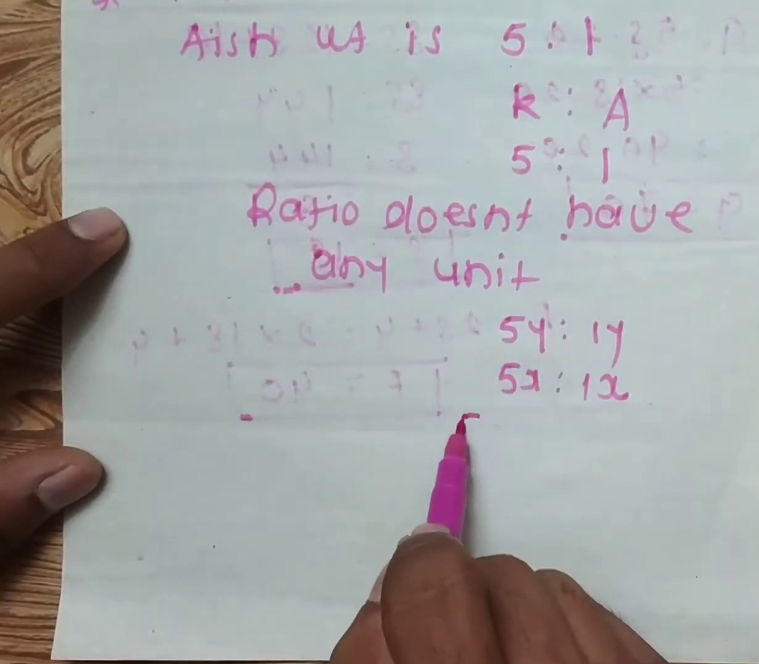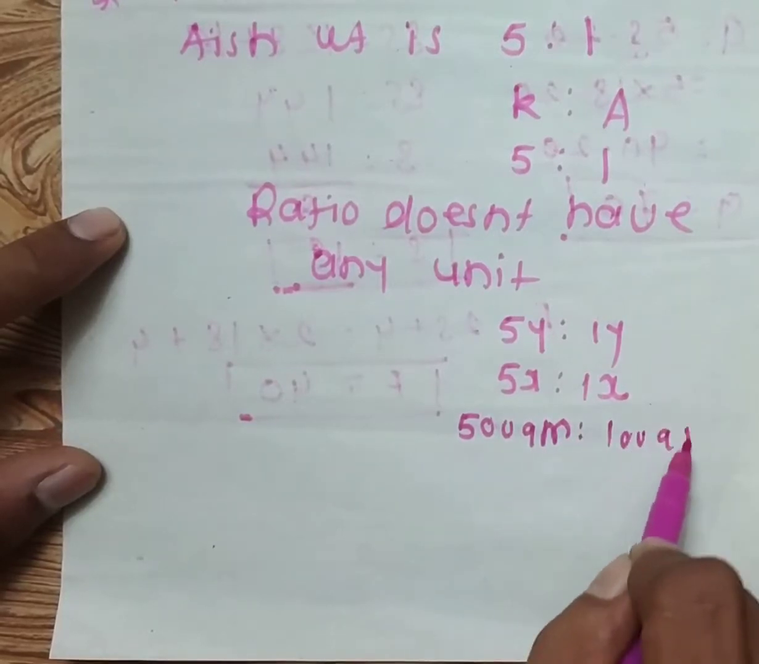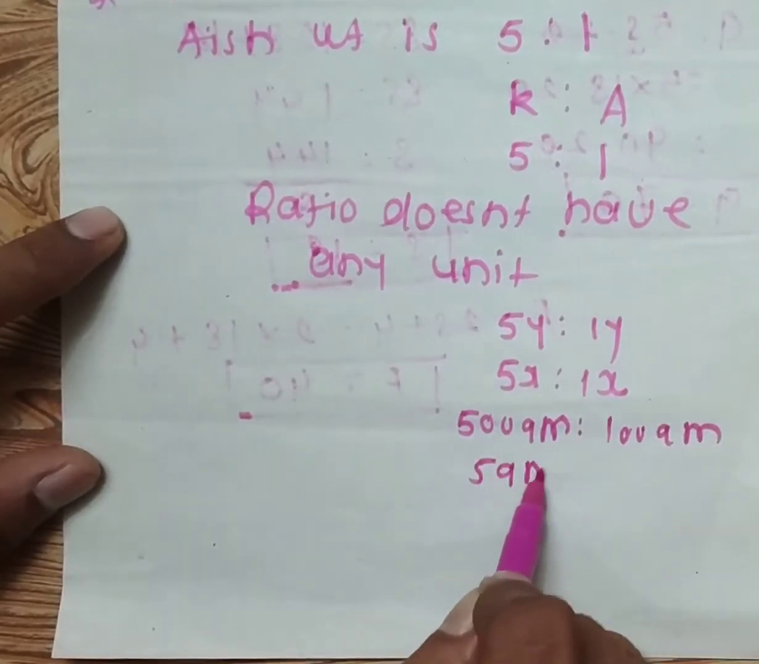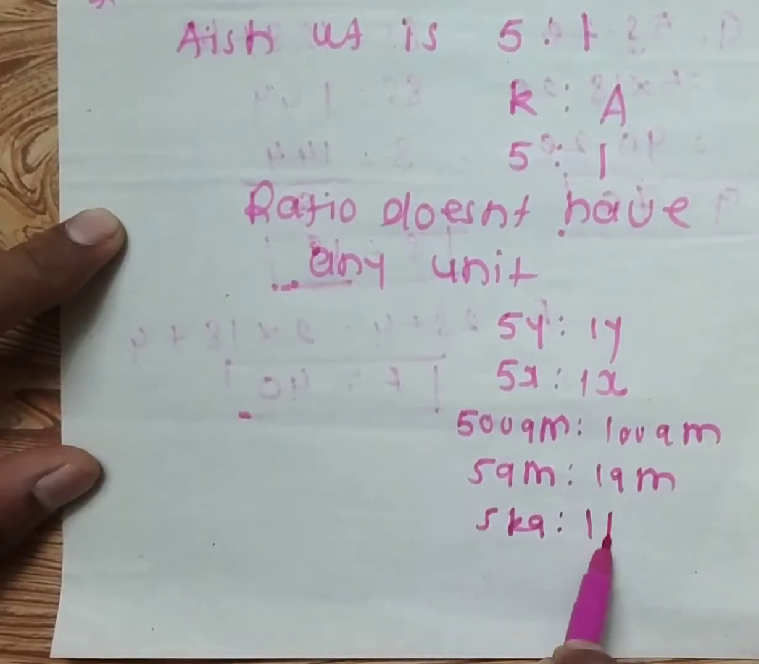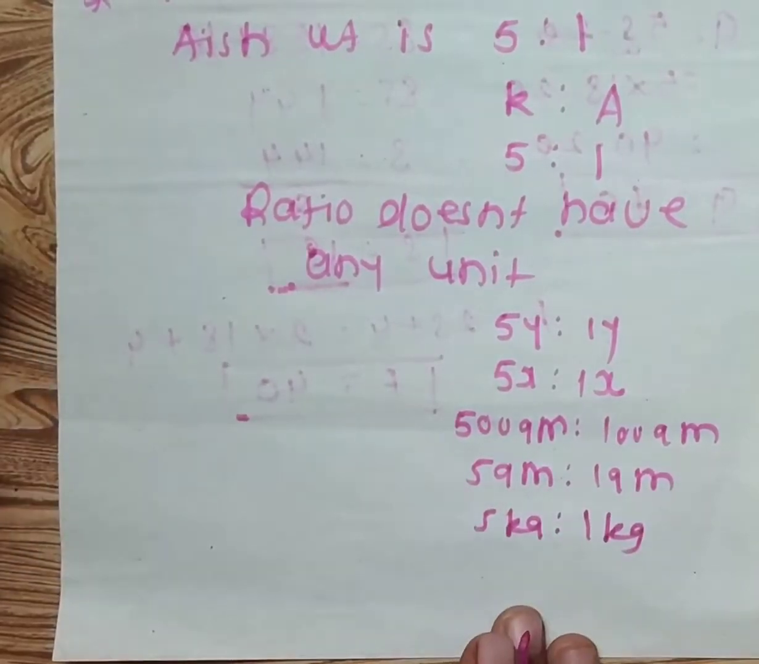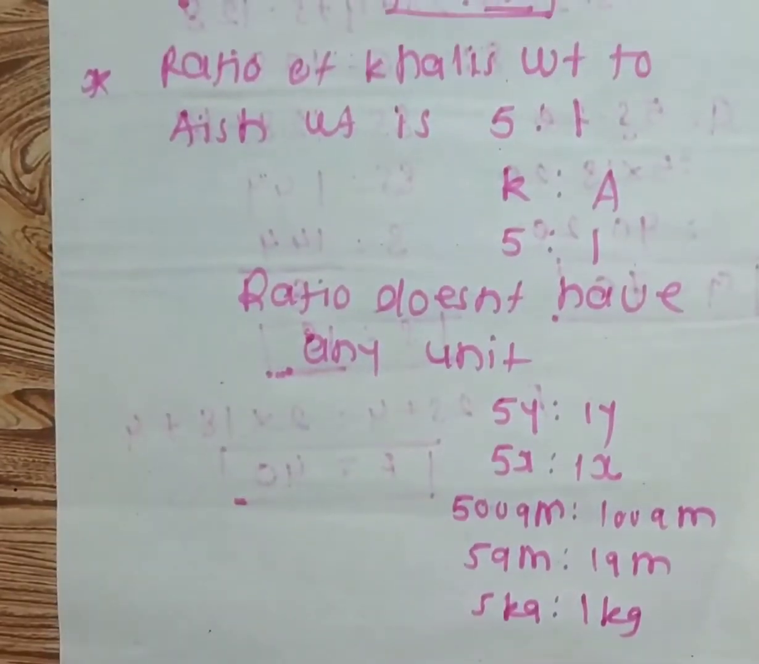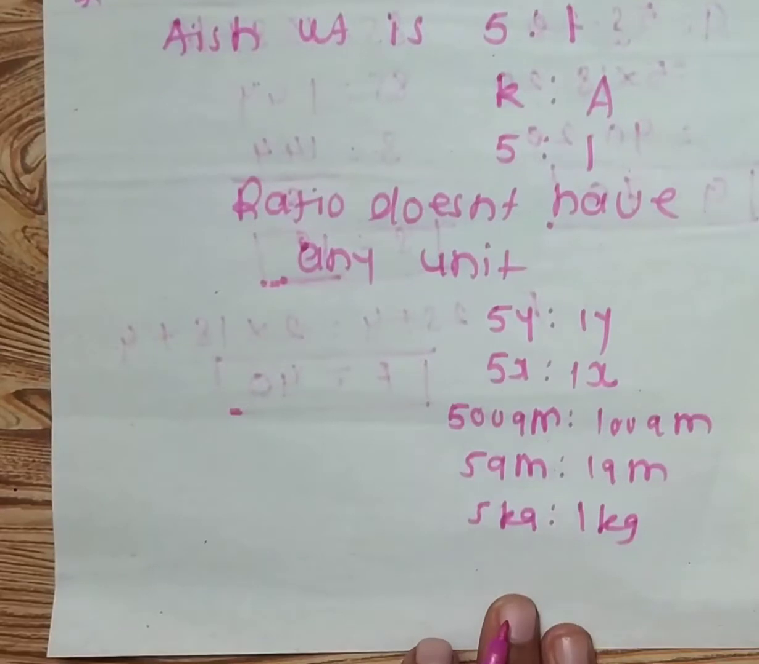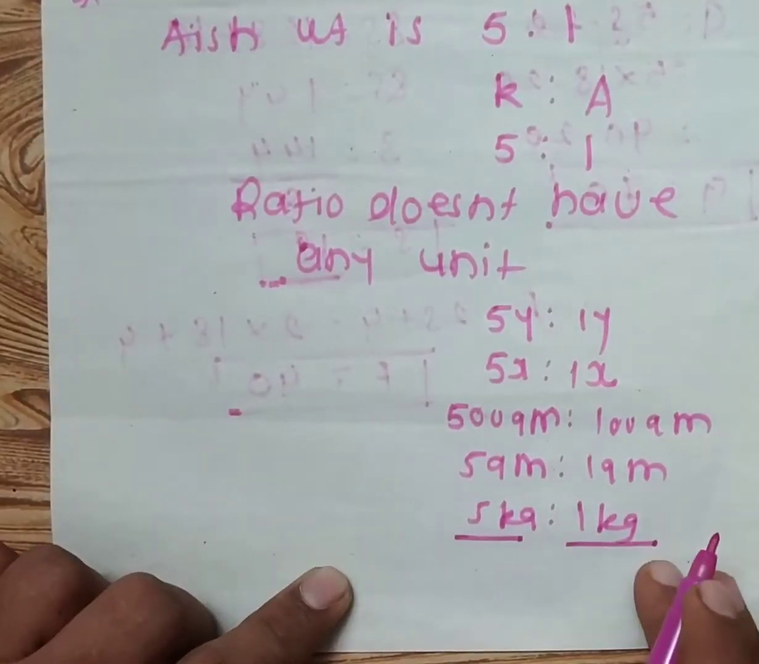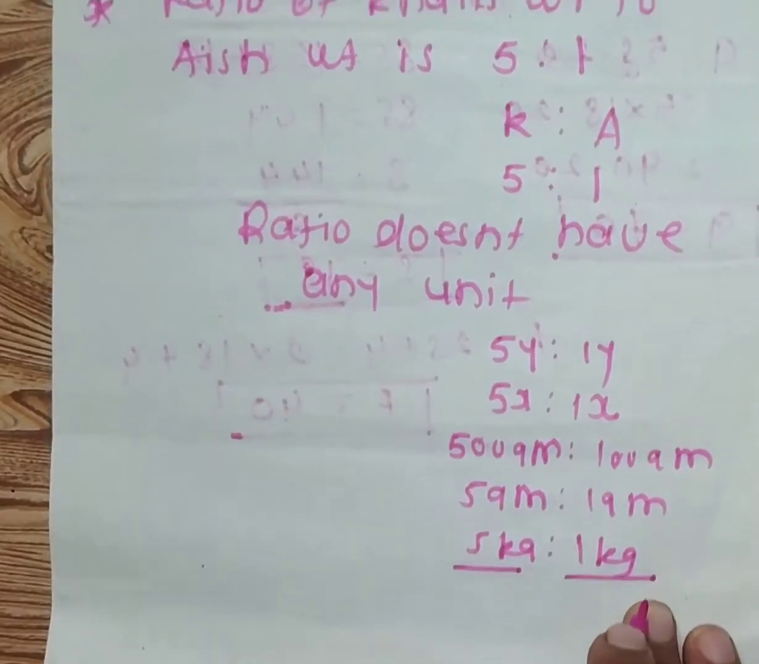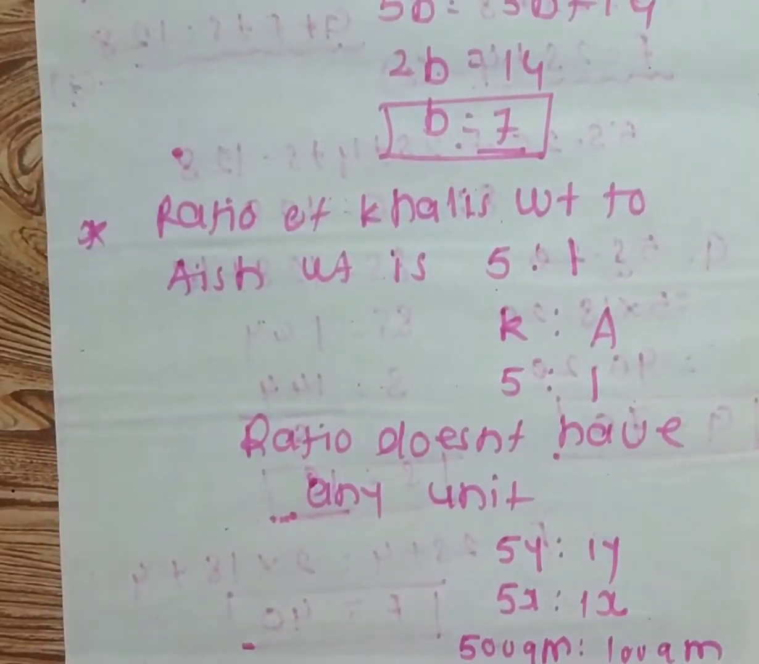I can write this also as 500 gram to 100 gram, 5 gram to 1 gram, 5 kg to 1 kg also. What I want to say, the more important point, is that a ratio doesn't have any unit. So I can put any unit for both these two persons. So let's see the next question based on this.